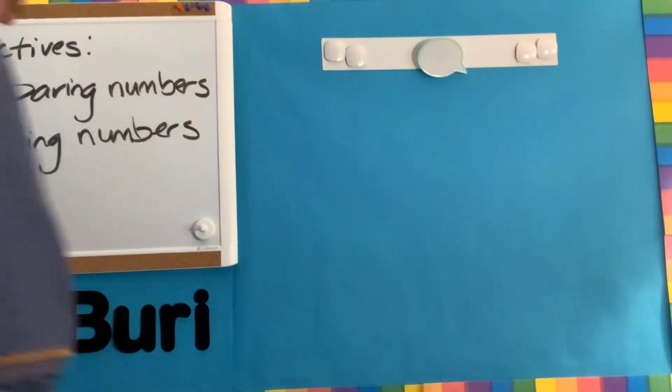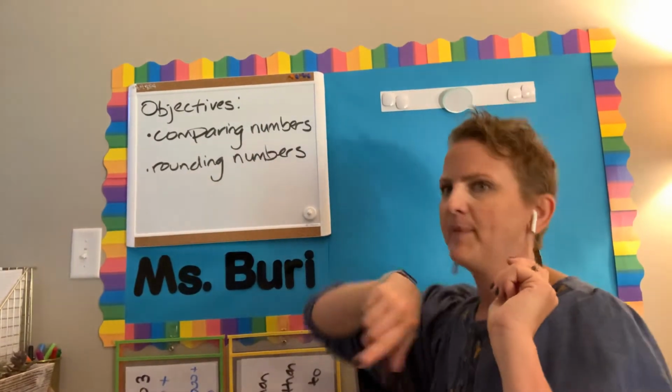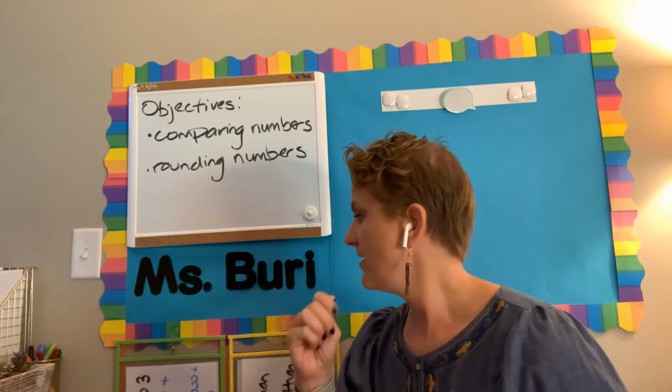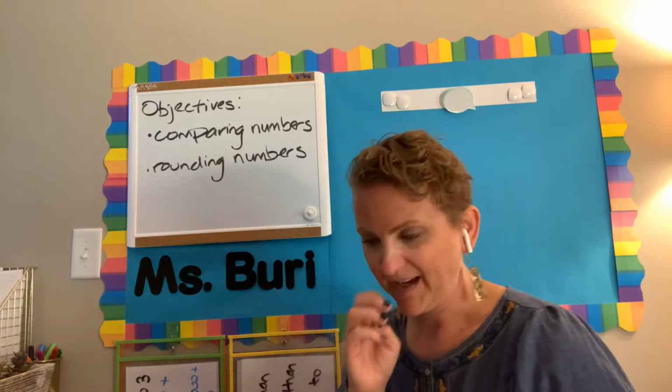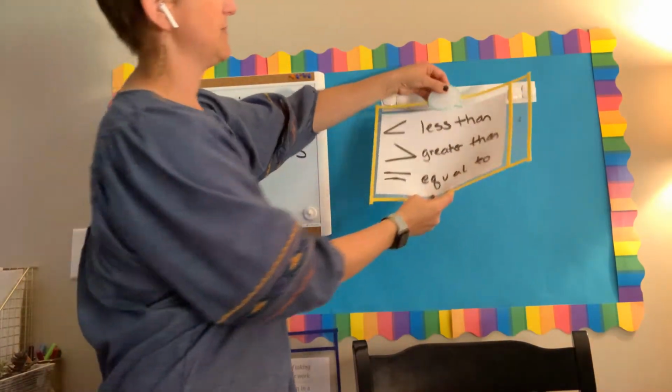For today, fifth graders, our objectives are going to build off of what we were working on yesterday. So remember, I said we'd get to comparing numbers. So today we're going to start off with comparing numbers, and then we're going to work on rounding numbers. Okay, so the first thing I want as we're getting into comparing numbers is to remember these terms that we use when we're comparing numbers.